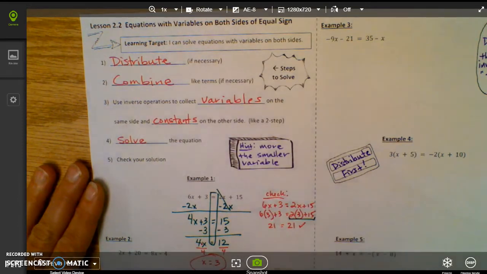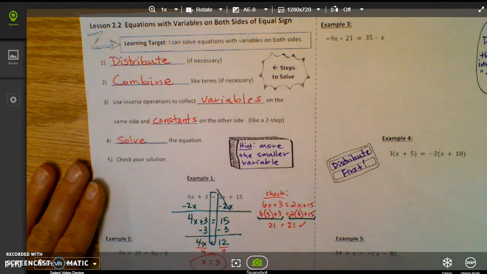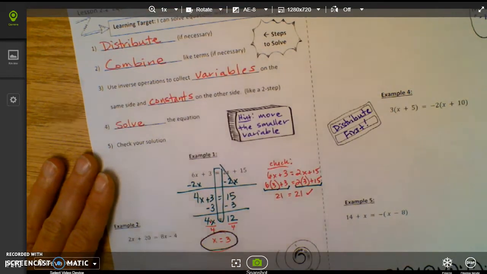You'd have to type this side in, just the way you see it, and you'd have to type this side in, just the way you see it. So we are confident that x does equal 3.